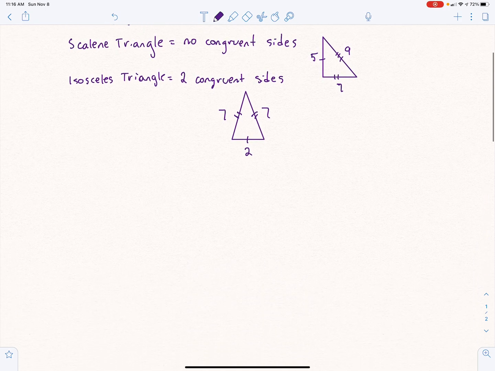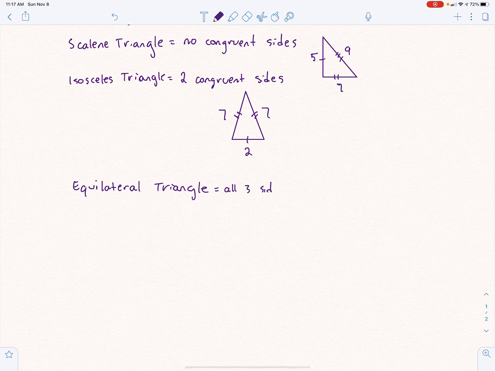The last one would be an equilateral triangle, which is exactly like it sounds. An equilateral triangle is all three sides congruent or the same. That's what the word congruent means. Congruent means the same. So that picture would look something like this.